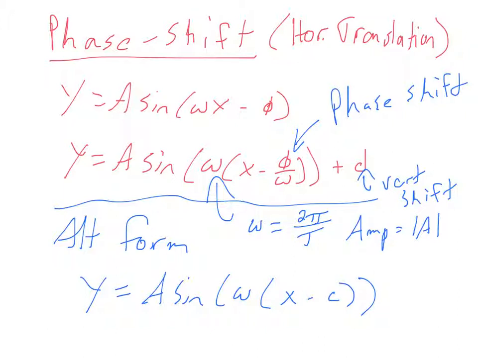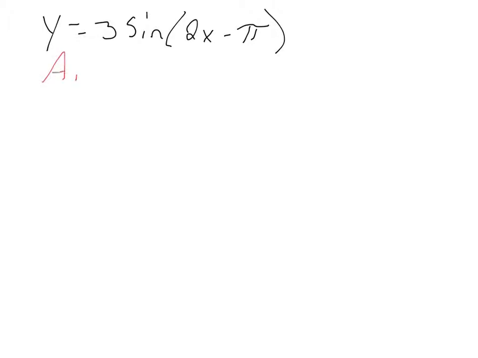Okay, so let's look at that in an example here. We have the function y is equal to 3 sine of 2x minus pi, for instance. 3 times sine of 2x minus pi. First of all, let's identify all the different properties of the function. First of all, what is our amplitude? My amplitude is 3. What's the period?